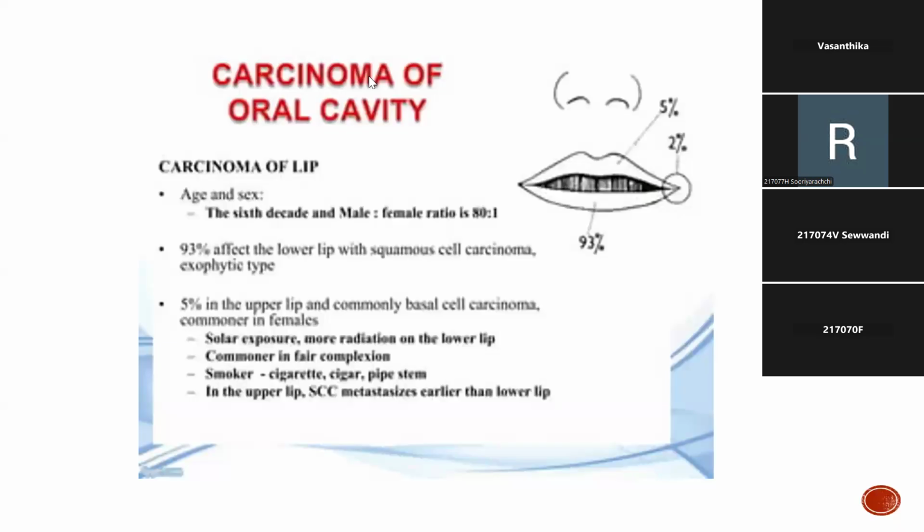In the oral cavity, one of the common areas is the lip, and it specifically affects males, probably due to their smoking habits. Nowadays, maybe in future, things might change. The commonly affected areas are the midline of the lower lip, then the upper lip, and then the edges. They might present with significant ulcers. The commonest is squamous cell carcinoma, and pipe smoking is one of the commonest reasons.